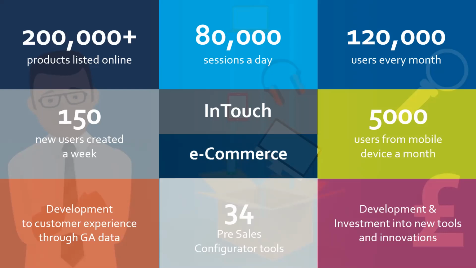InTouch is enabled for mobile device as well. We see around 5,000 users on mobile each month. This is really useful if you're out and about, on the road, or sat on a train, and you just need to obtain that quick and easy pricing and stock availability from Tech Data. You can do that by jumping on your phone.